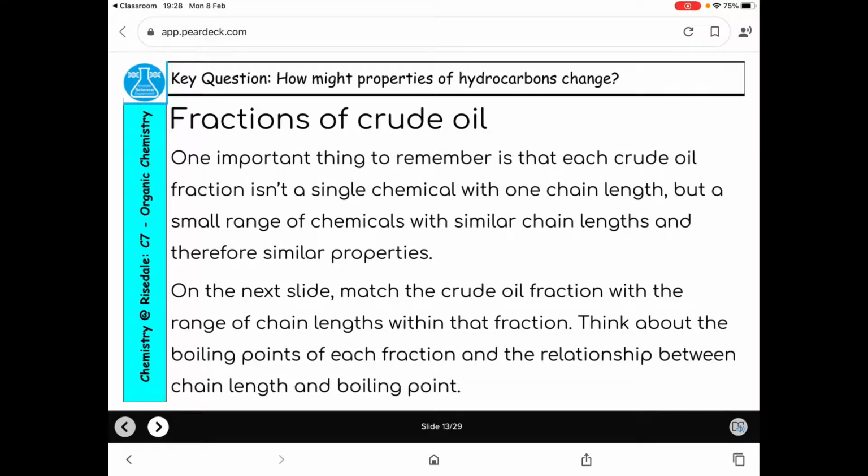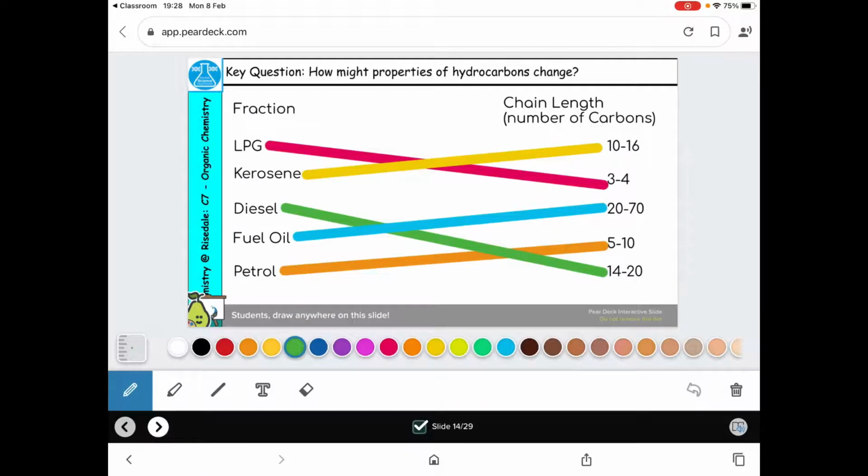Okay, so you were asked to match up the chain length. So what you had to recognize was at the top of the tower, and if you did look on page 150 in your revision guide, there is a picture of the tower there. So the smallest chains moved to the top. So 3 to 4 carbons, LPG, that was at the top of the tower.